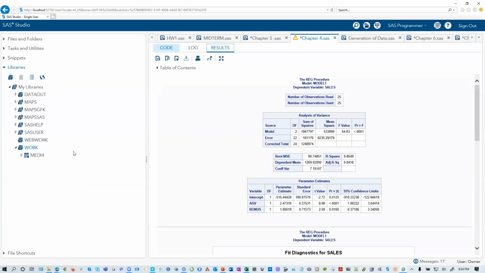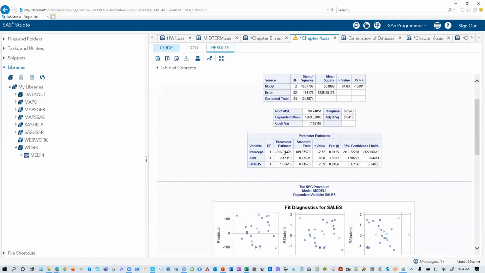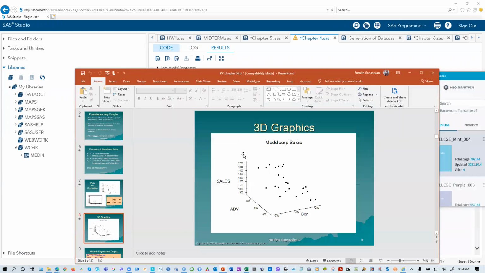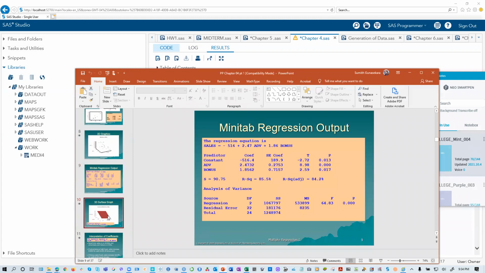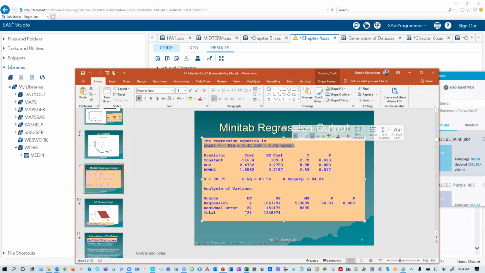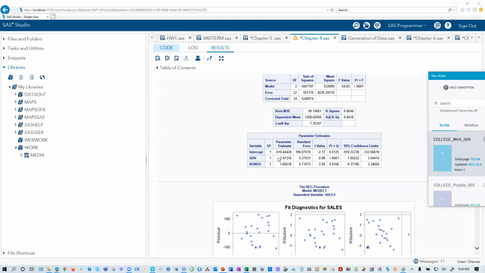Okay. Now, this is V0, V1, V2. What does that mean? If I write this equation, see, it's the same value we have: negative B0, B1 times advertising, B2 times bonus. Those are the values we can see, B0, B1, B2. How do you get that one?